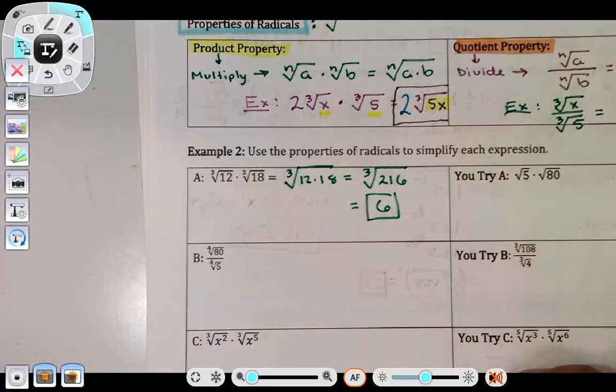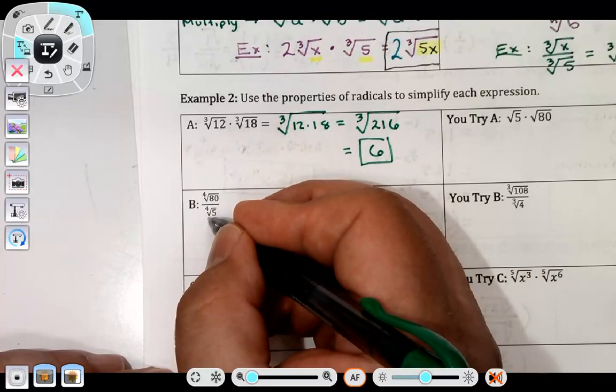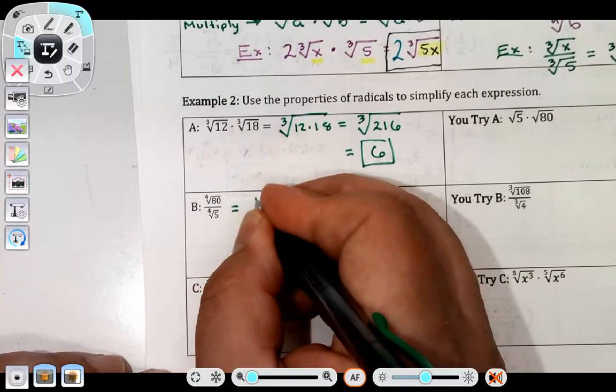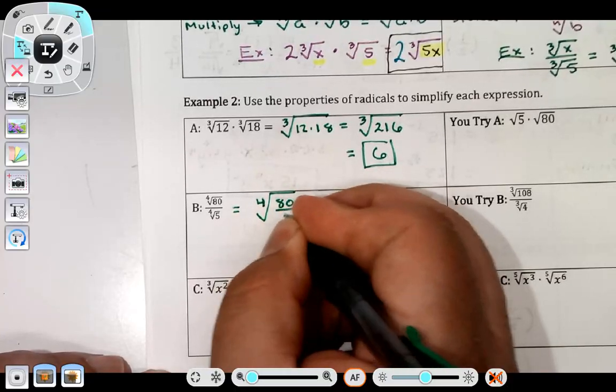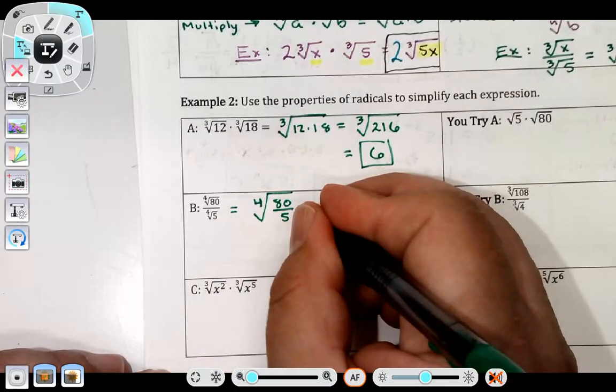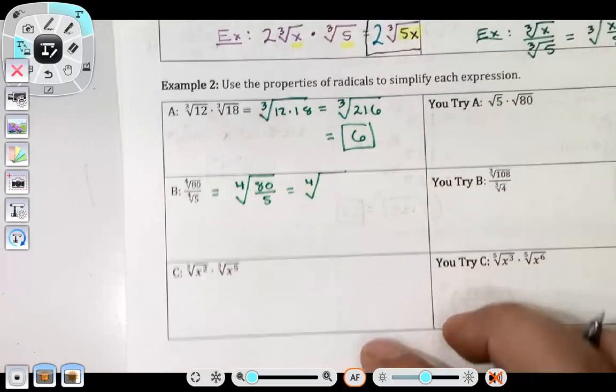All right, let's look at the next one. This one says a fourth root. That one says a fourth root. Well, why have two of them when I can just have one? And then just go 80 over 5 on the inside. Well, these are just numbers, so go for it. What's 80 divided by 5?